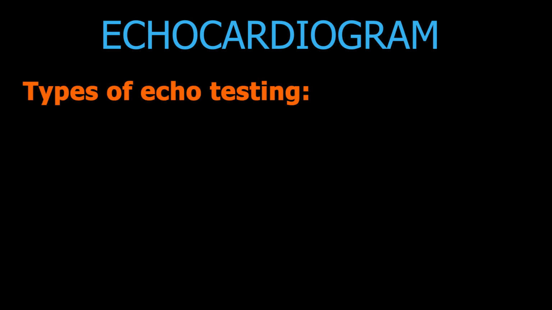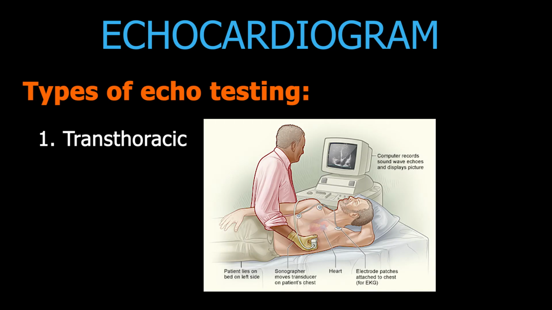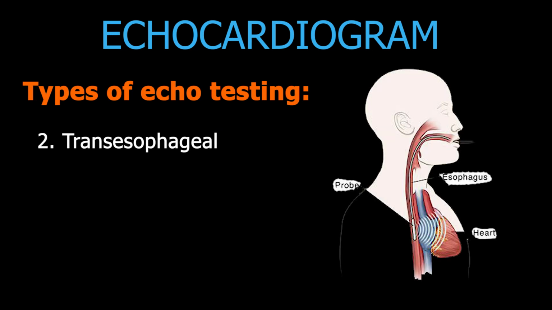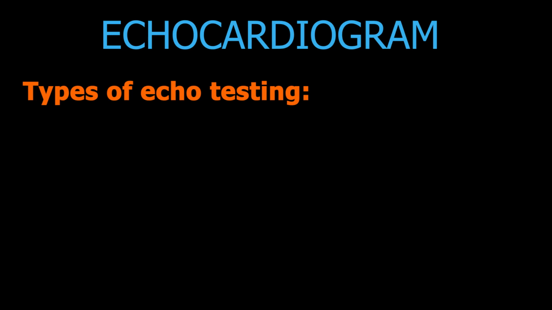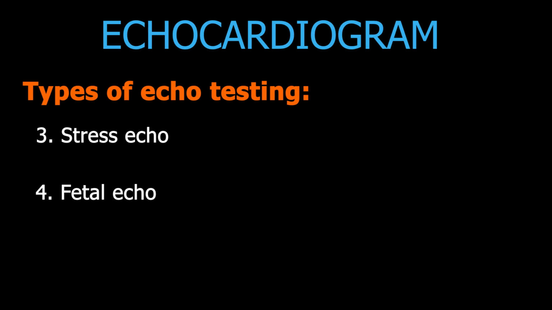The most common type of echo testing is transthoracic, where the transducer is passed over the chest. This technique is non-invasive and harmless. However, if the results are not clear enough, a transesophageal echo technique may be used. This technique involves the transducer being passed through the esophagus to capture a clearer image of the heart. Other techniques include stress echo, where the patient is examined after exercising, and fetal echo, where during pregnancy the baby's heart is examined from a transducer above the belly of the mother.